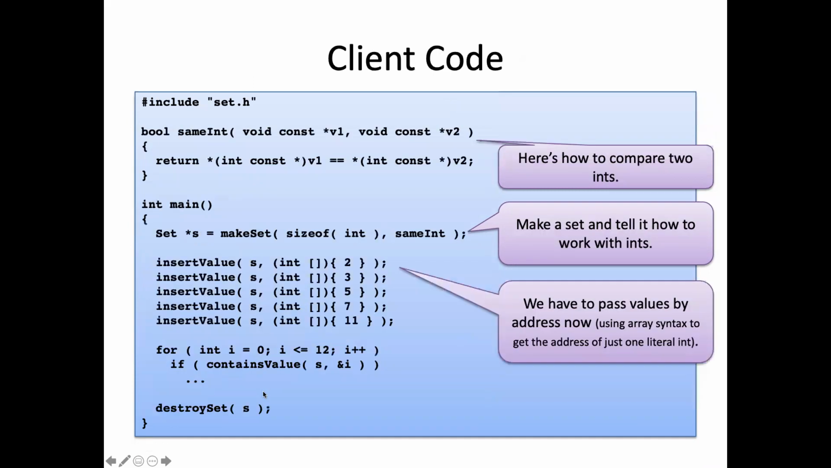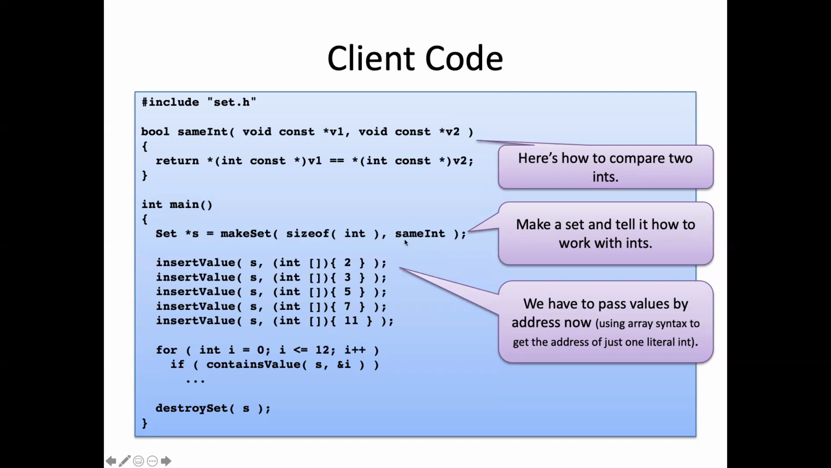What does the client code look like? Well, now if you want to make a set and it needs to be generic, you have to supply these 2 extra things. How big is each item, and how do you compare items? Let's say you still want to just make a set of ints using this generic container. Well, you're going to call make set to say, make me a set. Each item in the set is however big an int is. So we just use sizeof to tell us that, and we pass that on to make set.